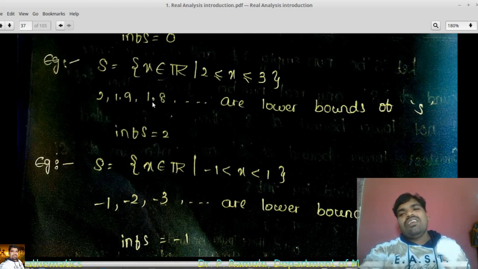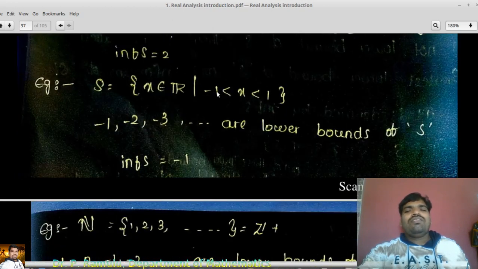Because these are all the lower bounds of S, and the greatest lower bound is the greatest of them, therefore, if I take this, this is the lower bound. The infimum of S is equal to minus 1. The greatest lower bound is minus 1, infimum is equal to minus 1.